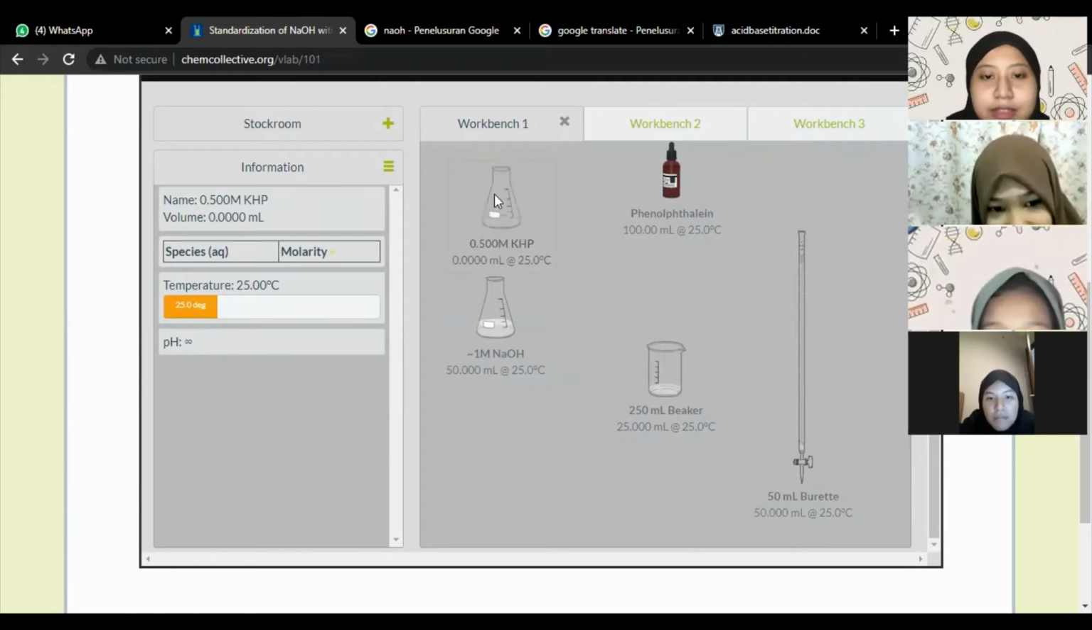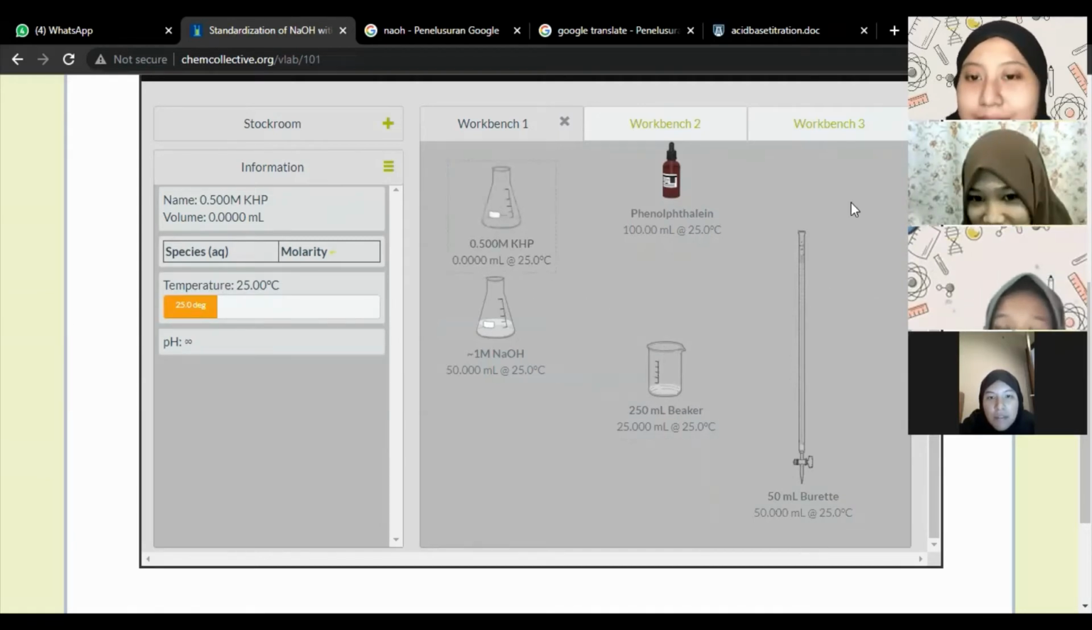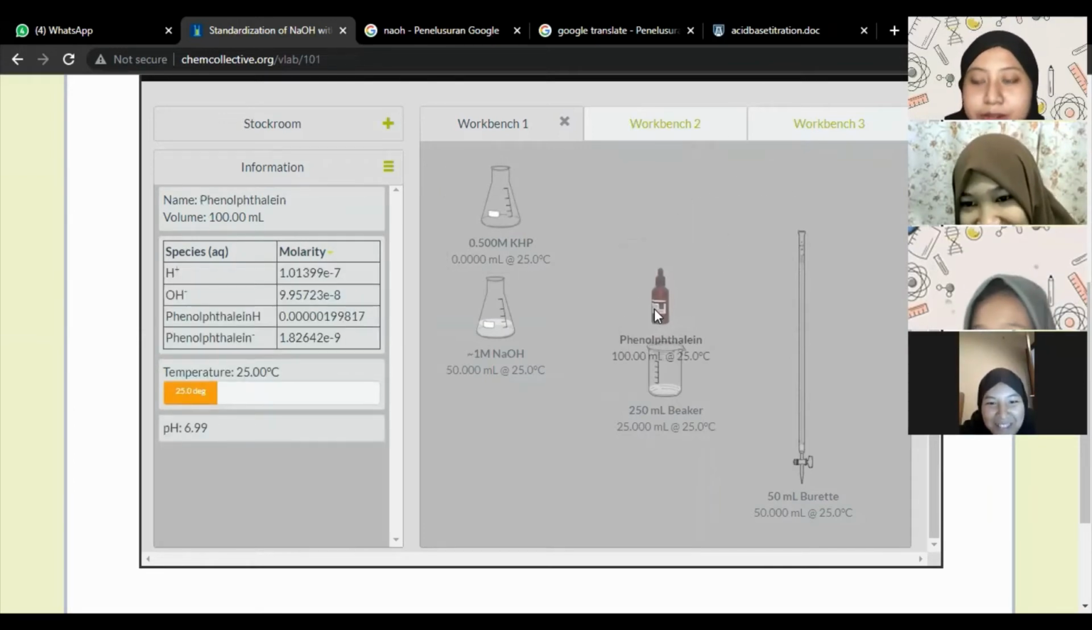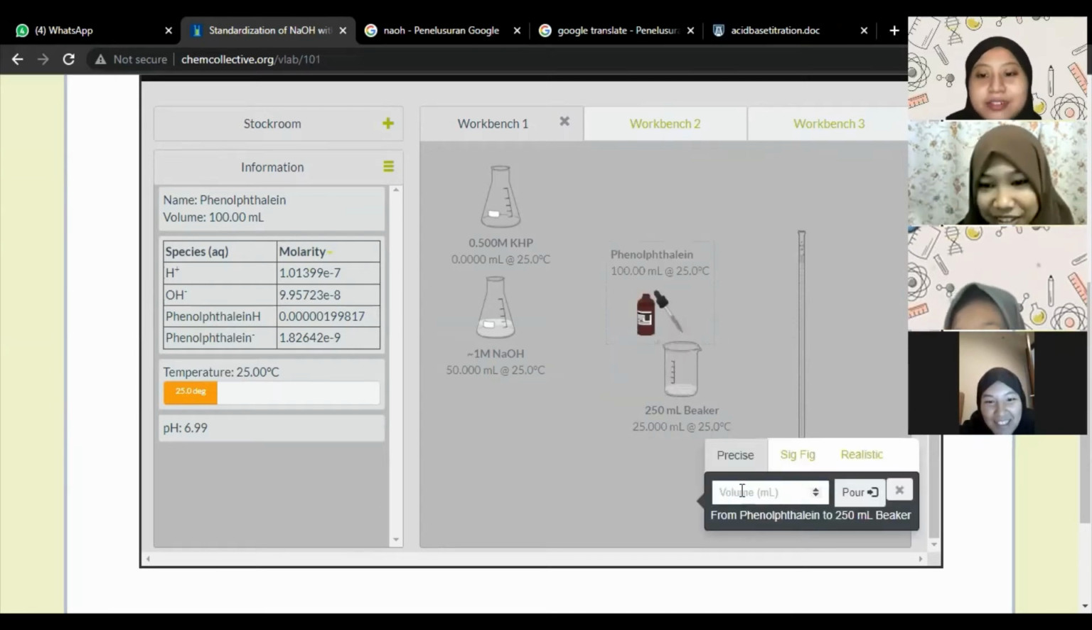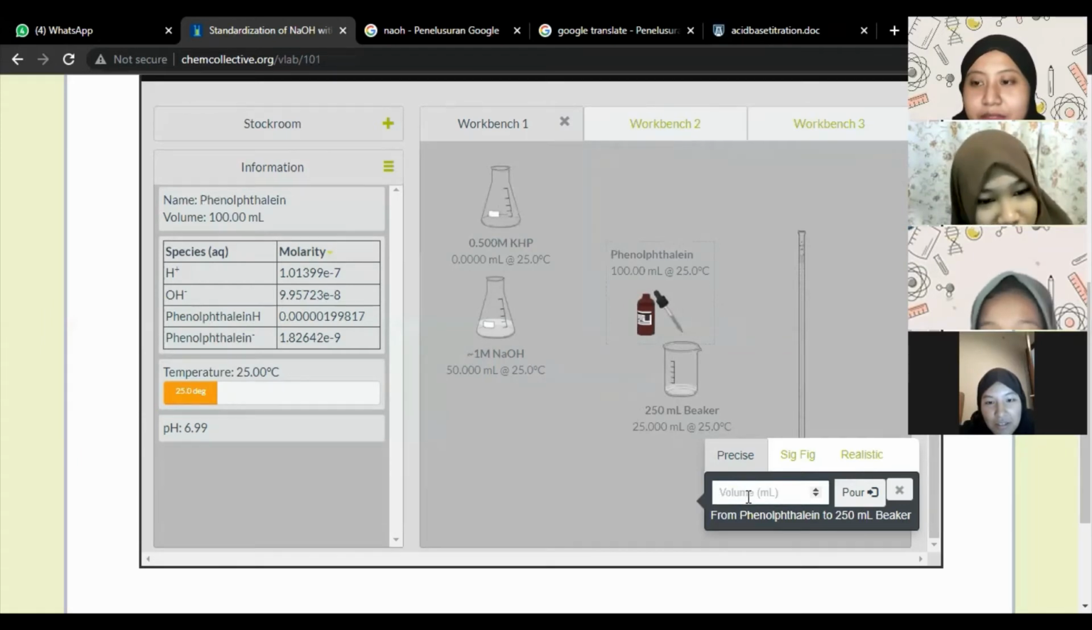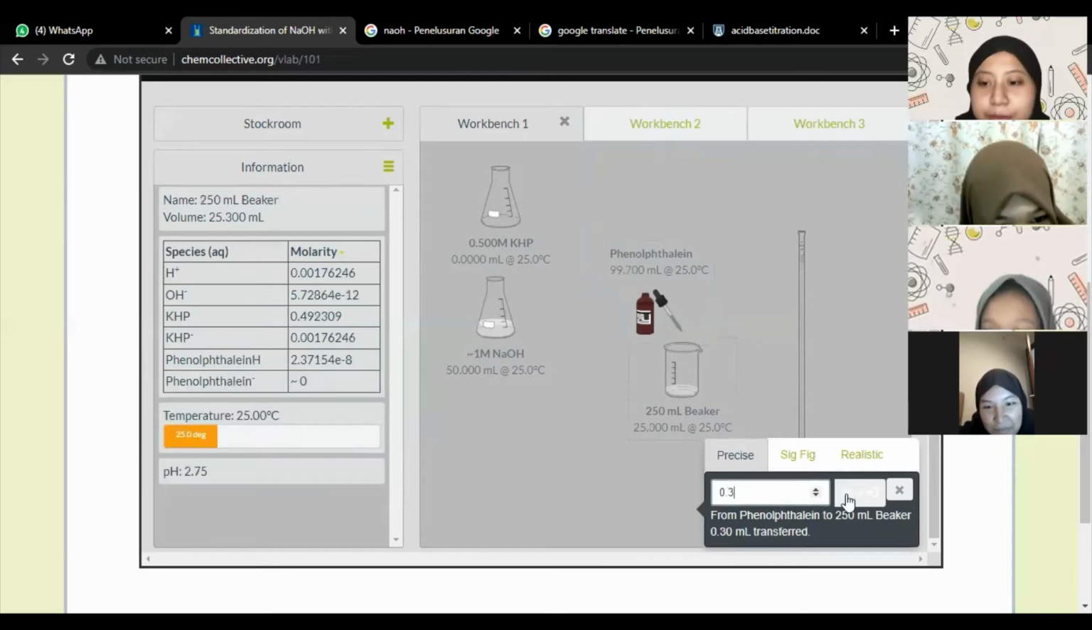And then what next, guys? Add the phenolphthalein to the beaker. Okay, we're going to mix it with the KHP, 0.3 milliliter.